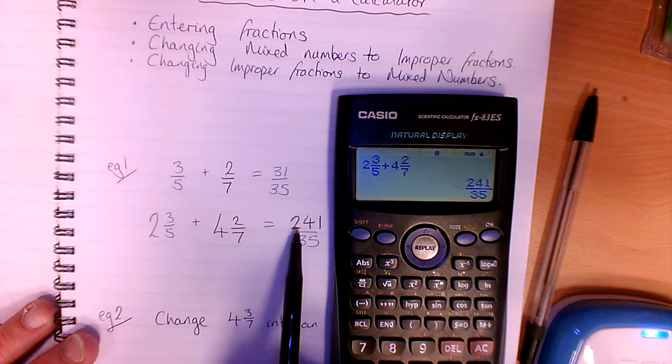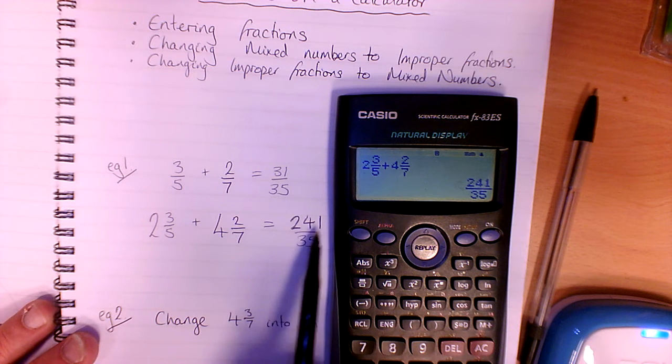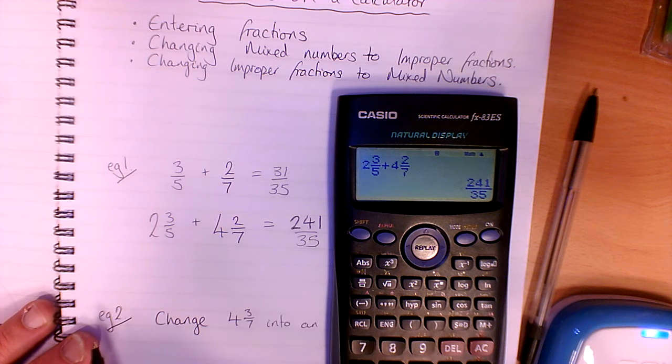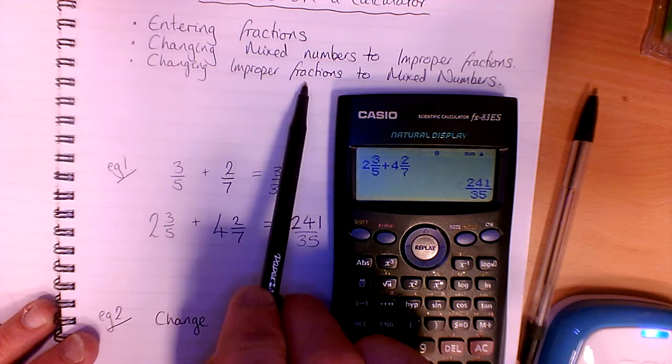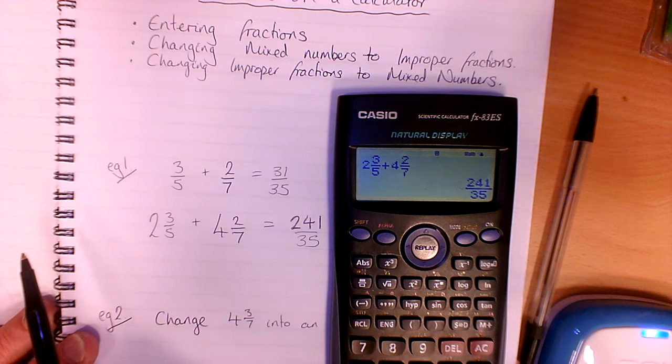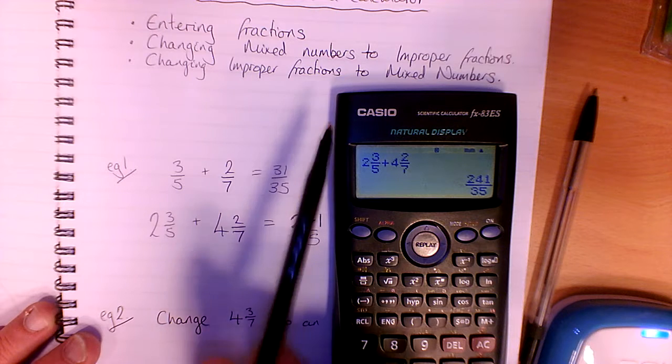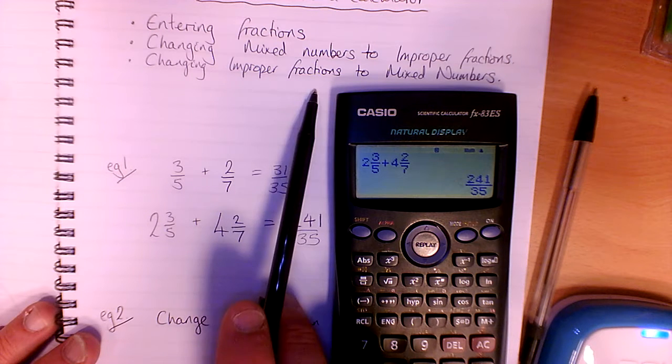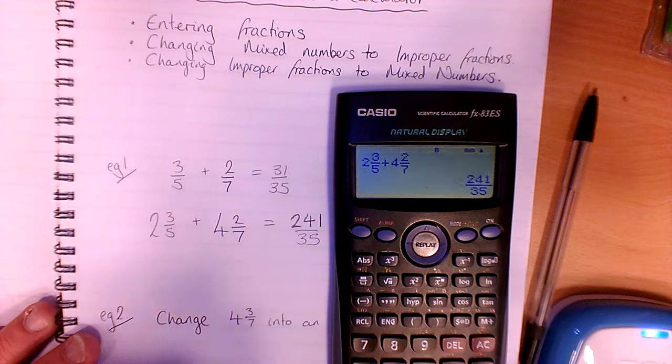Now you can see in this situation it gives me 241/35. Again, that is the correct answer, but it's an improper fraction. The top is bigger than the bottom. So how can I change from an improper fraction to a mixed number?